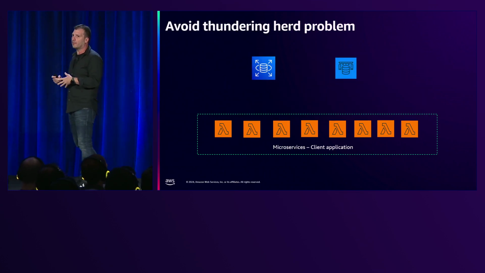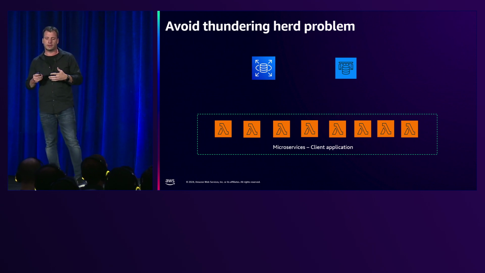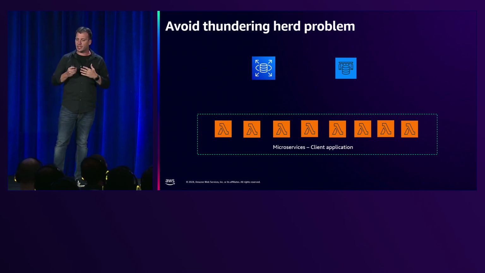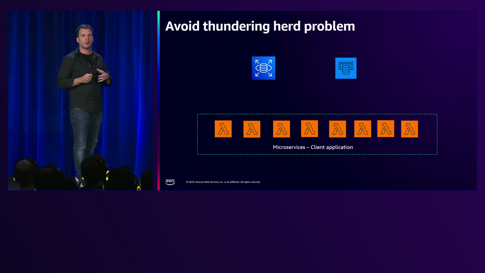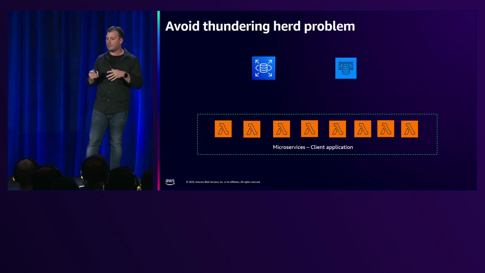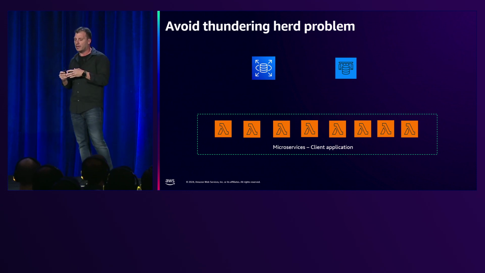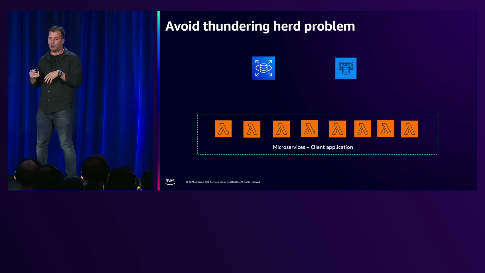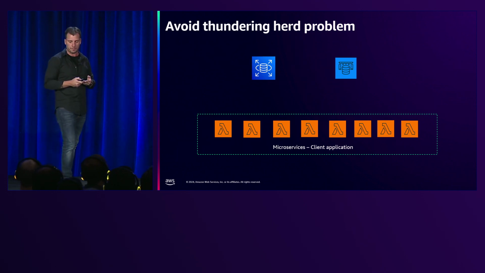Now, we might also want to avoid a problem called the thundering herd problem. The thundering herd problem occurs when multiple processes or threads attempt to proceed simultaneously, often resulting in high contention or resource strain and eventually causing a bottleneck. And this is something that we want to avoid.